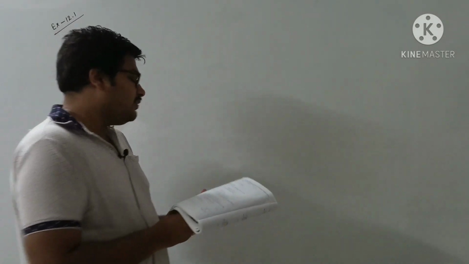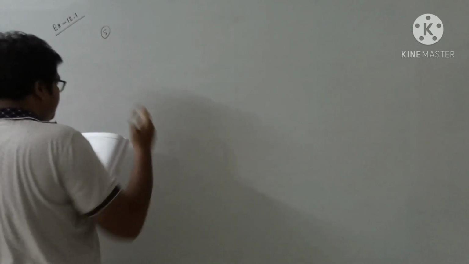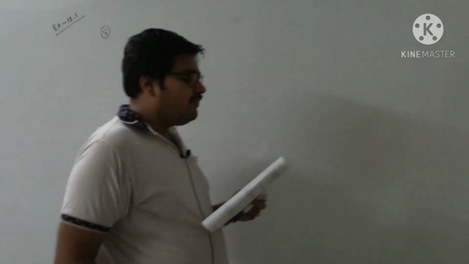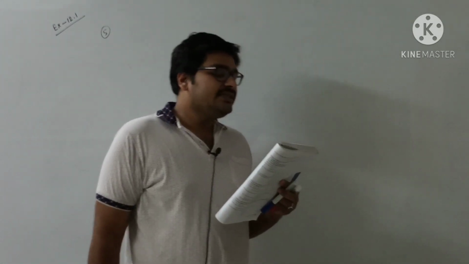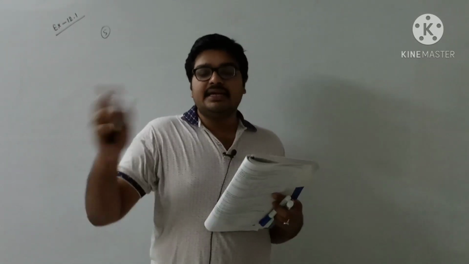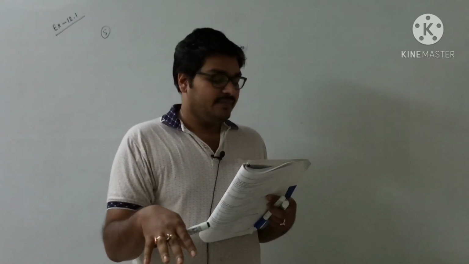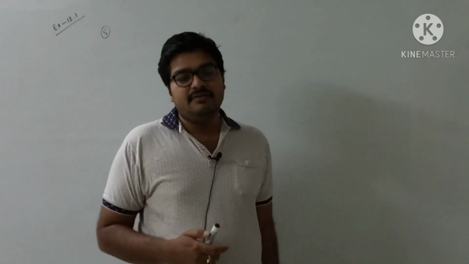Now moving to our question number 5. This is actually an MCQ based question. Choose the correct answer from the following and justify your choice. If the circumference and the area of a circle are numerically equal, then the radius of the circle you have to find out.